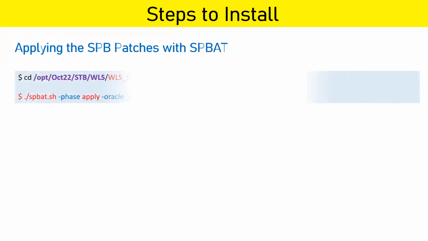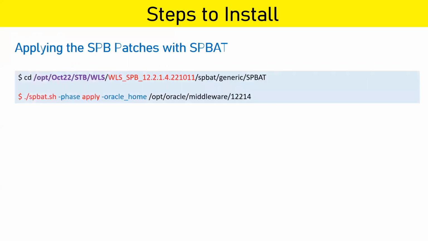And how to apply the SPB patch is a very straightforward command. Go inside the SPBAT folder which contains the SPBAT.sh script, okay, and then run the command ./SPBAT.sh -phase apply. In the previous pre-check we saw that we gave the command as -phase precheck. Now we are giving the apply command. So ./SPBAT.sh -phase apply -oracle_home and then the name of the Oracle home.